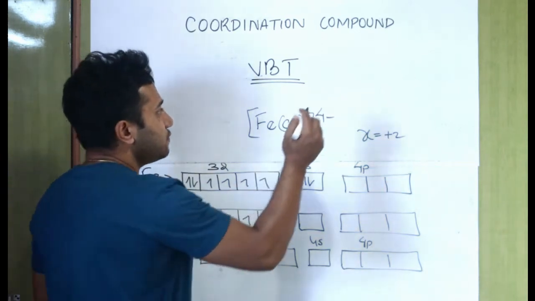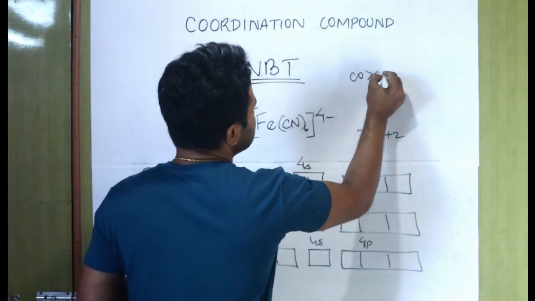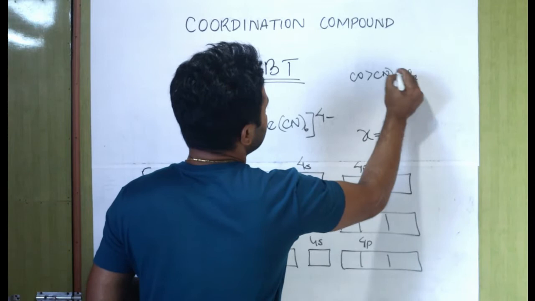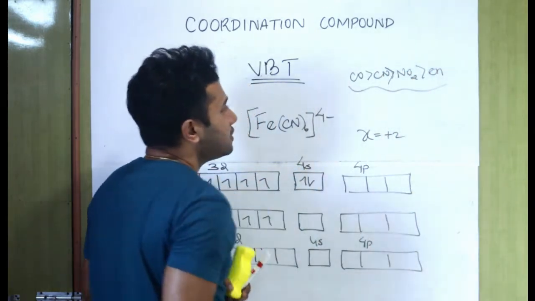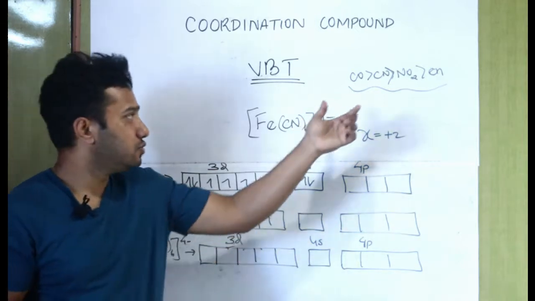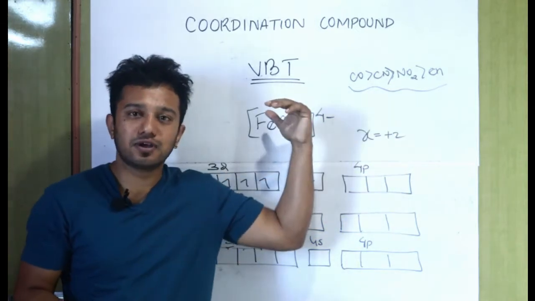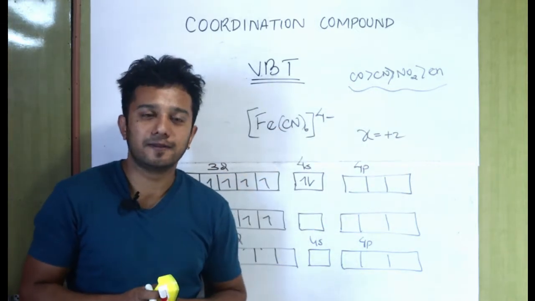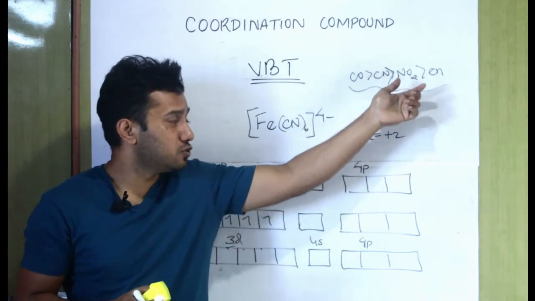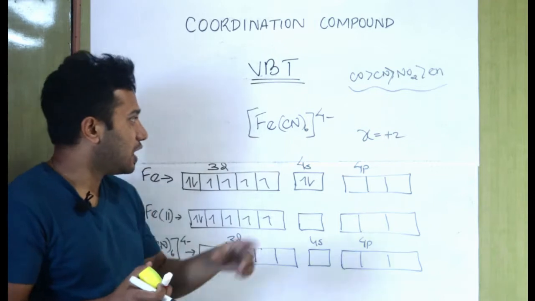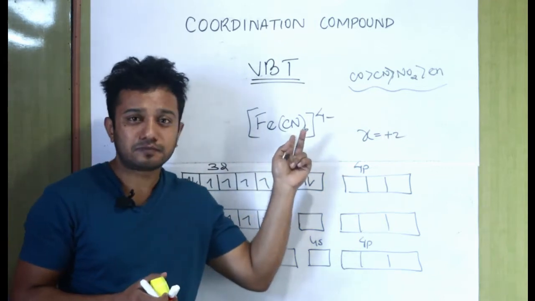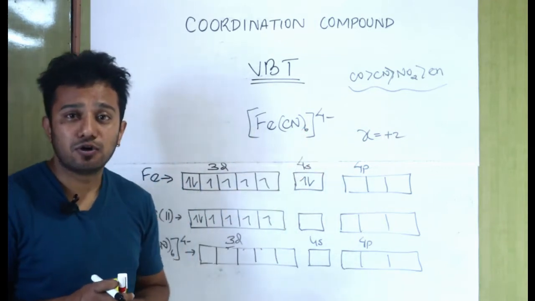So the last ones, if you remember, CO, CN, NO2, en, all these are strong ligands. You look at them as strong ligands, and the rest you can look at as weak ligands. So CO, CN, NO2, en, they come under strong ligands. So out here we have CN. So CN is a strong ligand.